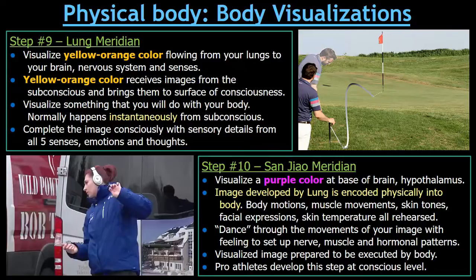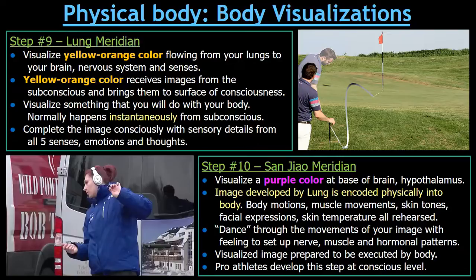Now you come down here to step 10, and this is the Sanjiao meridian. So you visualize a purple color at the base of the brain, the hypothalamus. So the image developed by the lung is now encoded physically into the body. The body motions, muscle movements, skin tones, facial expressions, skin temperature, all rehearsed, encoded, and coordinated into the body. This is before the body actually will execute.